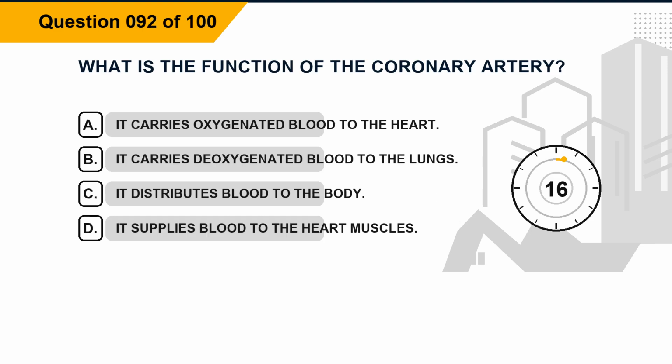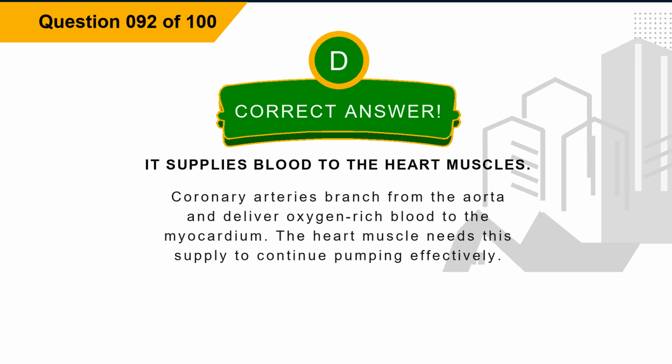Question 92. What is the function of the coronary artery? Option A, it carries oxygenated blood to the heart. Option B, it carries deoxygenated blood to the lungs. Option C, it distributes blood to the body. Option D, it supplies blood to the heart muscles. The correct answer is option D. It supplies blood to the heart muscles. Explanation. Coronary arteries branch from the aorta and deliver oxygen-rich blood to the myocardium. The heart muscle needs this supply to continue pumping effectively.